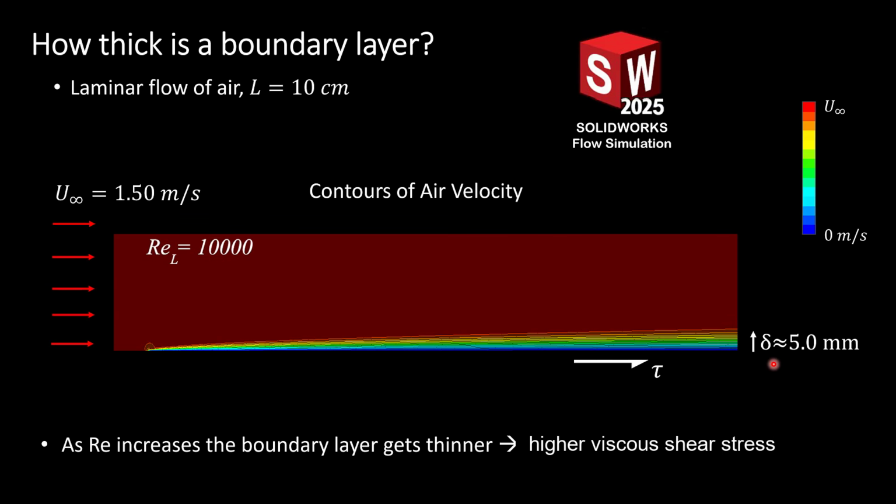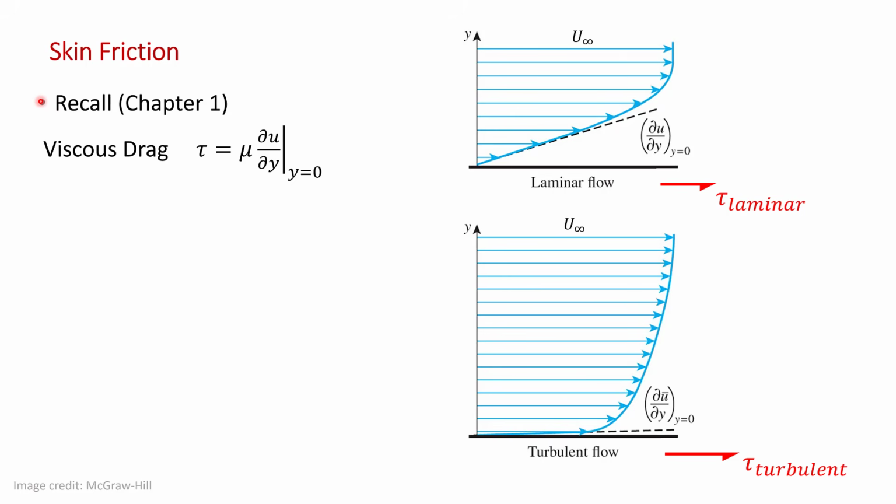And that leads me to the last thing I want to say about boundary layers in this presentation. Recall from Chapter 1 that the viscous drag on a surface is equal to the dynamic viscosity times the velocity gradient evaluated at the surface. That's the shear stress that will act to push the plate to the right. In aerodynamics, this viscous force is called skin friction. Now, the upper diagram here shows the velocity profile in the laminar part of the boundary layer, and the lower diagram shows the velocity profile in the turbulent boundary layer for the same magnitude of free stream velocity.